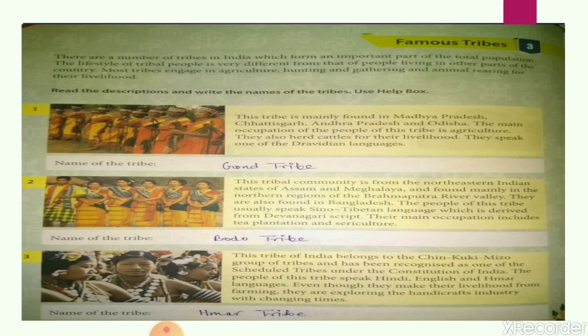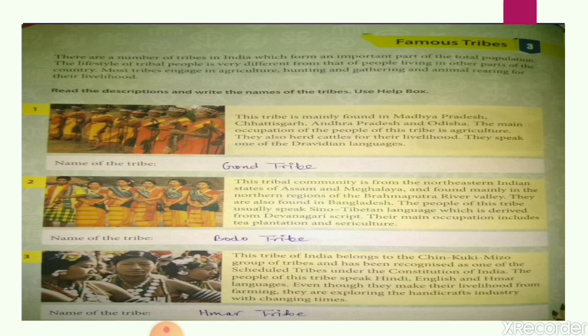Next, chapter three is about famous tribes. So there are a number of tribes in India which form an important part of the total population. The lifestyle of tribal people is very different from that of people living in other parts of the country. Most tribes engage in agriculture, hunting and gathering, and animal rearing for their livelihood. So some descriptions are given along with their images, and we have to identify the names.